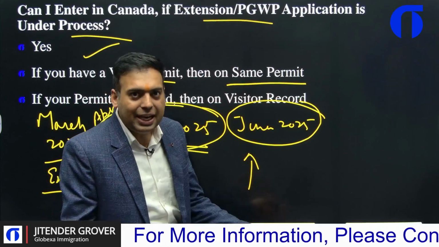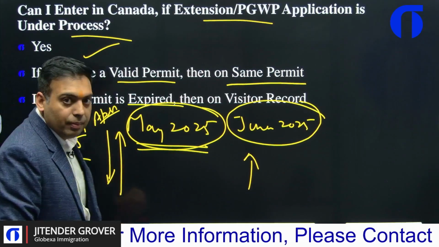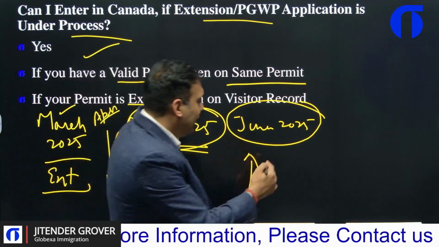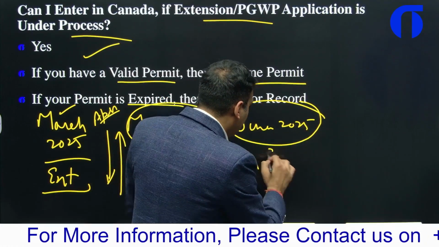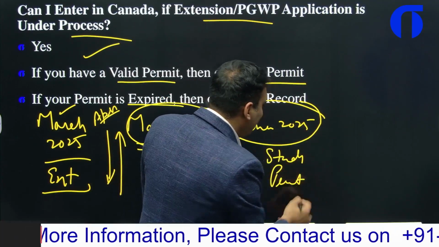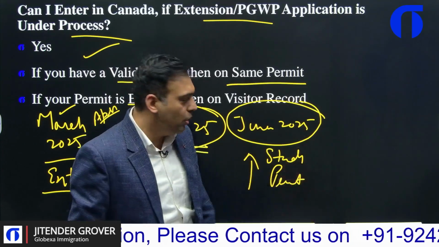Now the border officer will check whether your study permit extension application is approved or not. If it is approved, then you will get a permit at the border. So whenever you are entering in June, you will get the study permit, and you will take this study permit, come out of the airport, and you can start your study. It is not a problem.